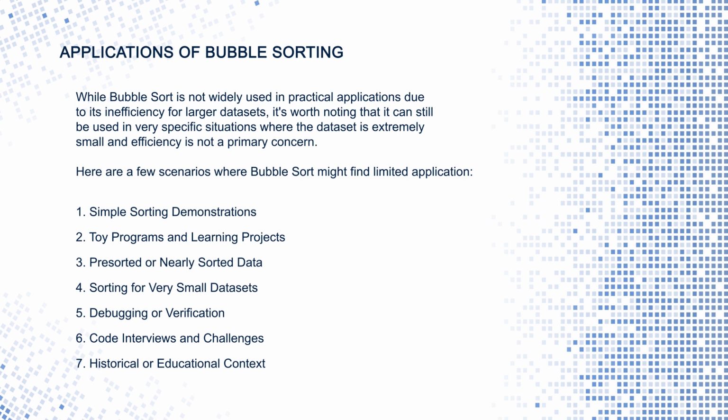If we have data sets that are already mostly sorted and have a small number of out of order elements, bubble sort's behavior of swapping adjacent elements can make it suitable for making minor adjustments to achieve the complete sorting.